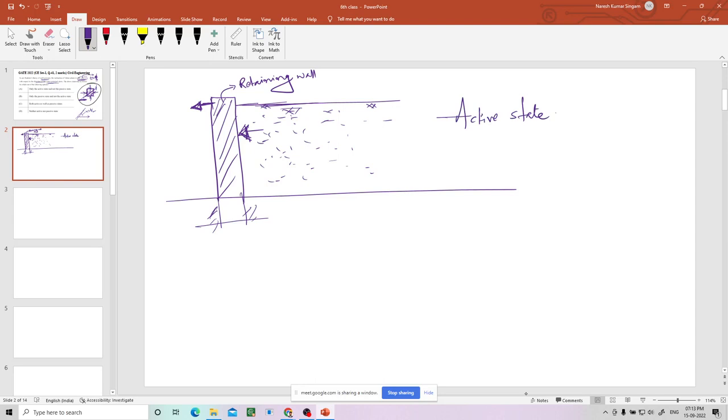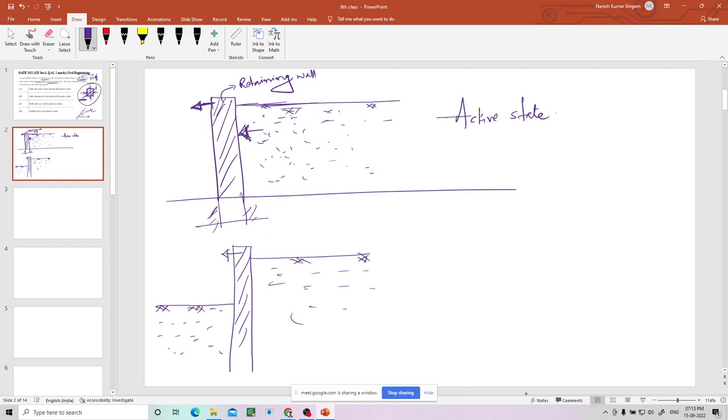So another state is what? Another state is passive state. So when does it happen generally? Now let us take different levels of earth material on both sides of the retaining wall. This is the left side, there is some earth material, and on the right side also there is some earth material. Now this is the retaining wall. Because of this earth material, it will try to move in this direction, right? Because the more pressure is on this side.